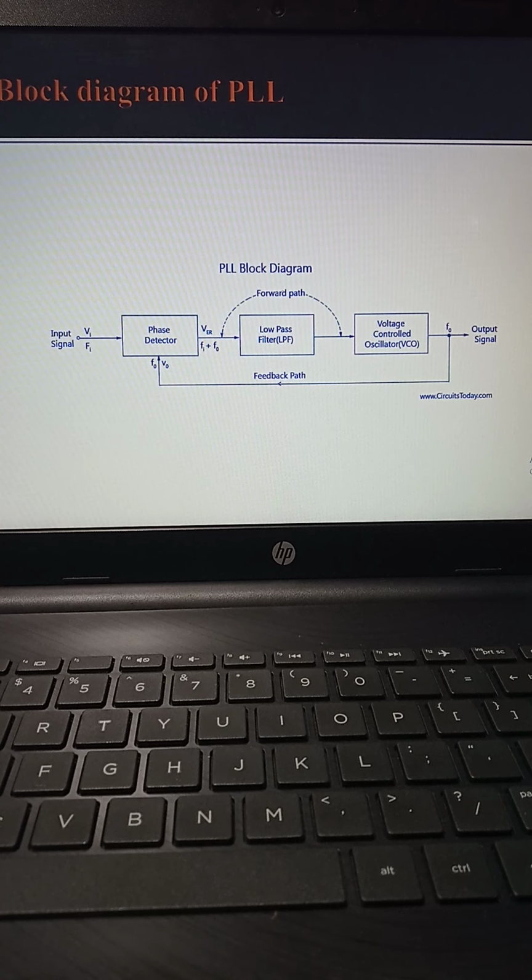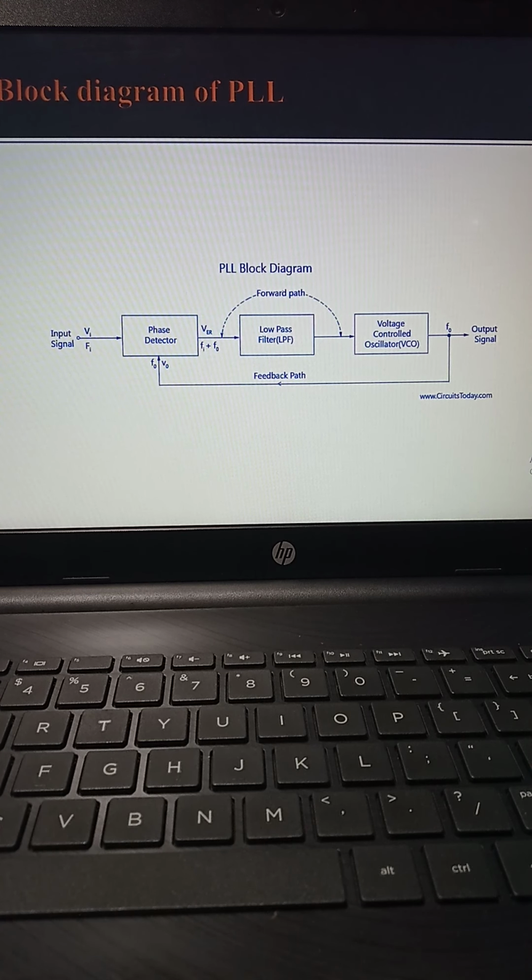That means the input frequency starts tracking the output frequency. This also indicates that the output frequency changes with the variation in input frequency. So this is how the phase relation between input and output is obtained by using PLL.